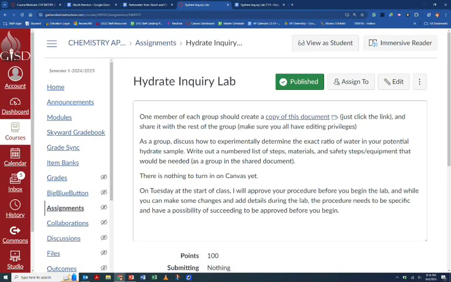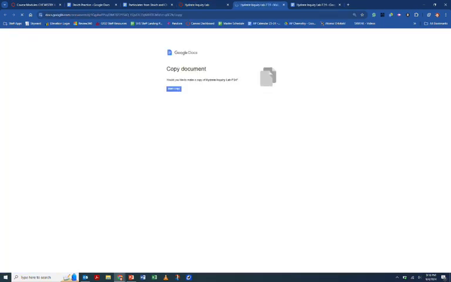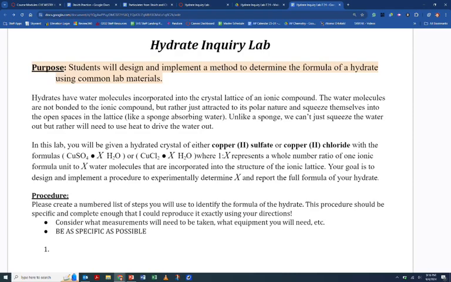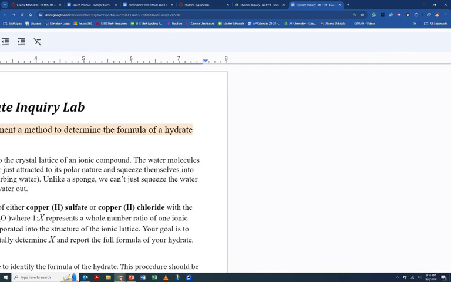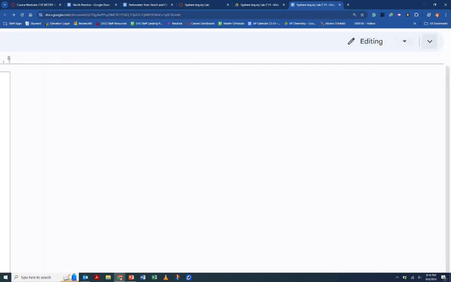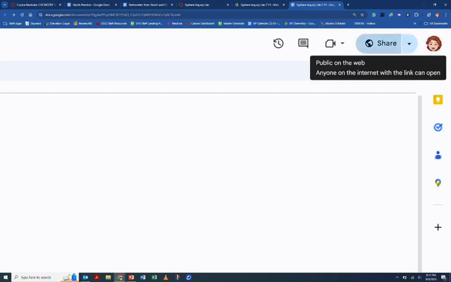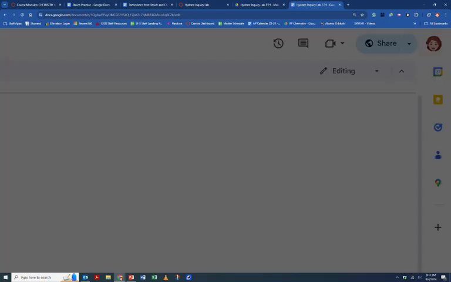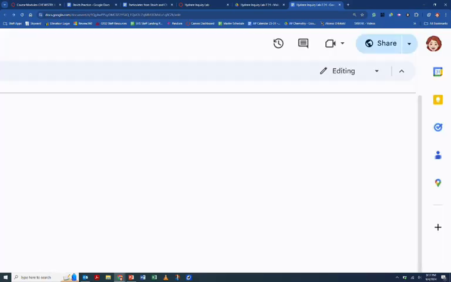All right, so if you're getting started on this Hydrate Inquiry Lab, hopefully you've already made a copy of the document. Only one person in your group needs to make a copy of the document. Once you have that document, then you can share that with your group. You can share that with the rest of your group mates so that you can all edit that document.